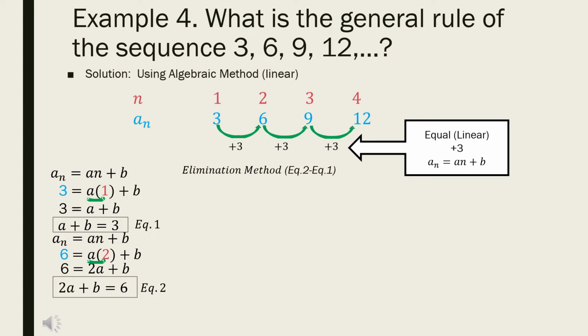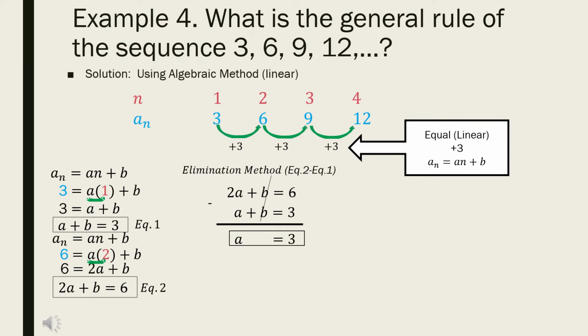Now we have two equations. We're going to subtract equation 2 minus equation 1 for the elimination method. As we subtract, you just write equation 2: 2a plus b is equal to 6. And then equation 1: a plus b equals 3. Then eliminate b, because b minus b is 0. 2a minus a is a, and 6 minus 3 is 3. So the value of a is equal to 3.